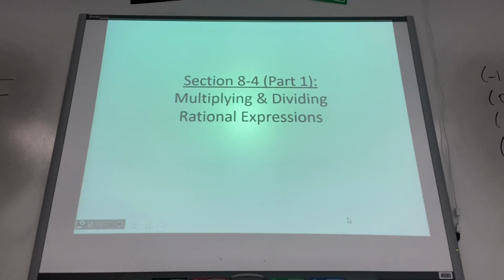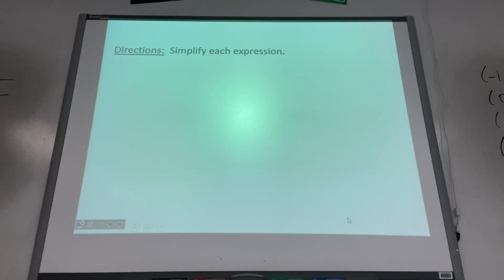Okie doke. We are multiplying and dividing rational expressions today. That is the plan. Now, actually, some of the problems will ask you to multiply or divide. Other problems, you're just kind of simplifying. So I just put "simplify each expression" for the directions here. That's just kind of in general. And again, like I said, some of them will have to multiply, some of them divide. We'll just see what they give us.